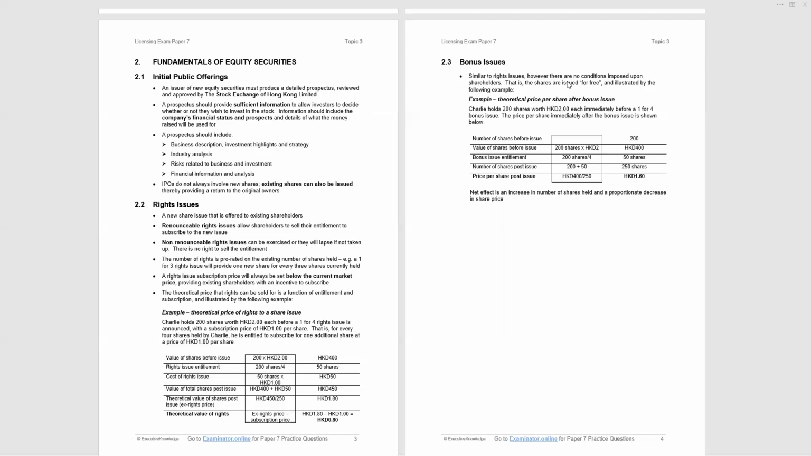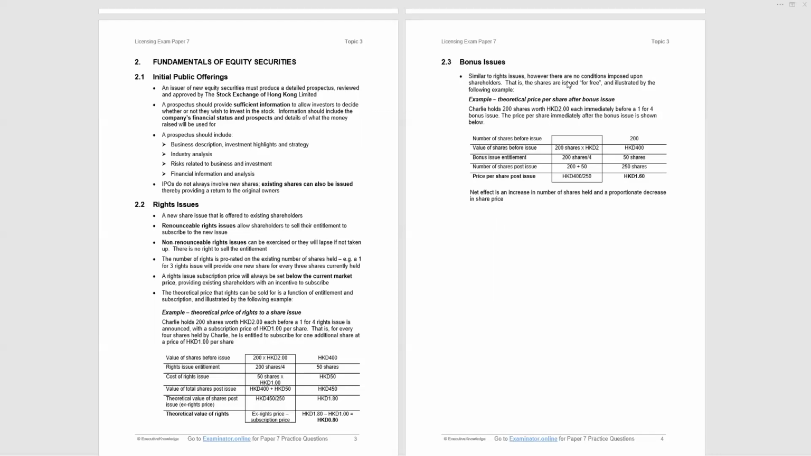Section 2.2, rights issues. Now, as I said a little earlier, this is where we issue shares to existing shareholders, and it's prorated on the existing number of shares that are held by shareholders. Two types: non-renounceable rights issues and renounceable rights issues. The first one, renounceable rights issues, that's where you can renounce your right. You can sell it to someone else. But a non-renounceable rights issue, you cannot sell it. You either take up the rights and buy the shares at the subscription price, or you don't, you lose the right.